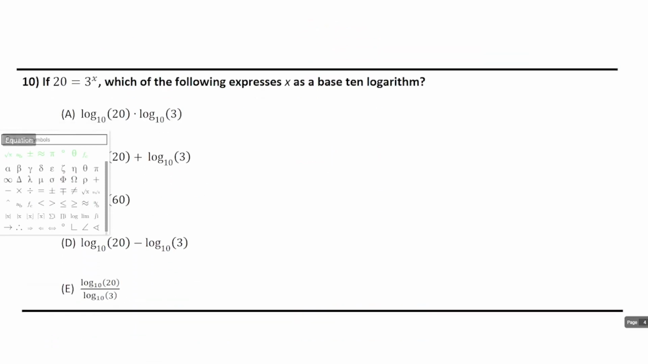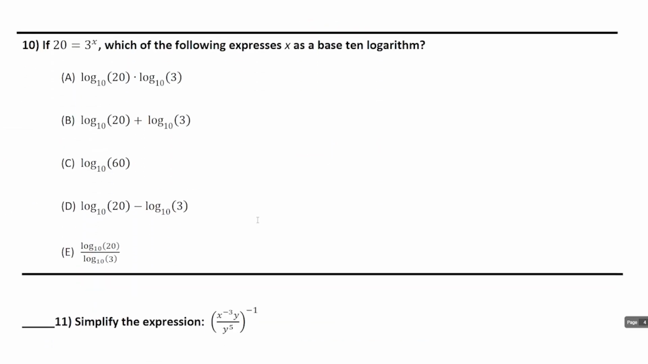Number 10 says if 20 equals 3 to the x, which of the following expresses x as a base 10 log? So here's another one. Look at this, all the answer choices have the base 10 written. That's so weird and unconventional. It really surprises me that College Board would write it like that.